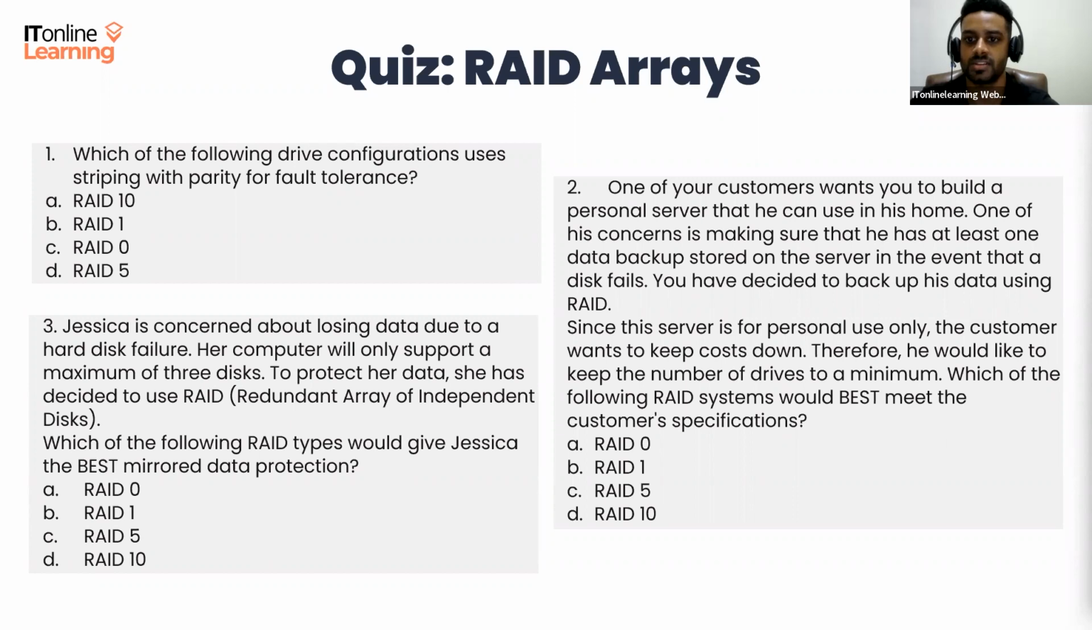So question number 1, let's look at the questions first. Which of the following drive configurations uses striping with parity for fault tolerance? Your options are RAID 10, 1, 0, and 5. So if you chose D, RAID 5, you would be correct. RAID 5 uses striping, but provides fault tolerance for single disk failure. Striping breaks data into units and stores the units across a series of disks by reading and writing to all disks simultaneously.